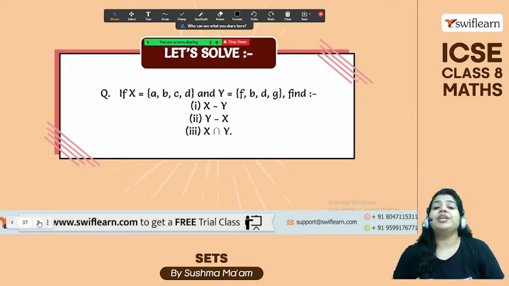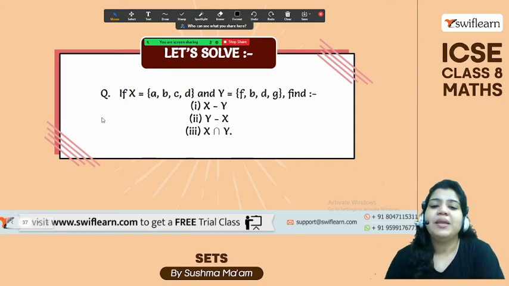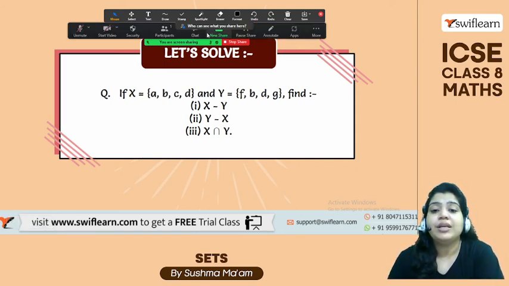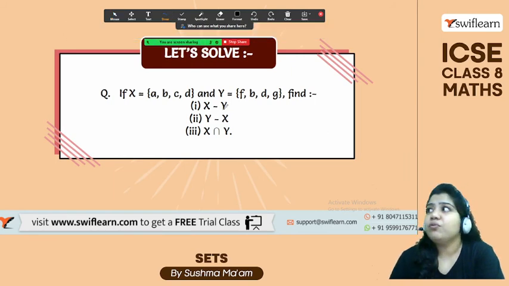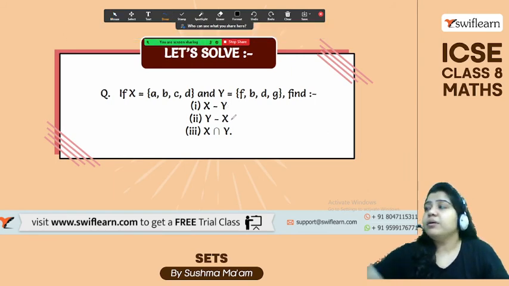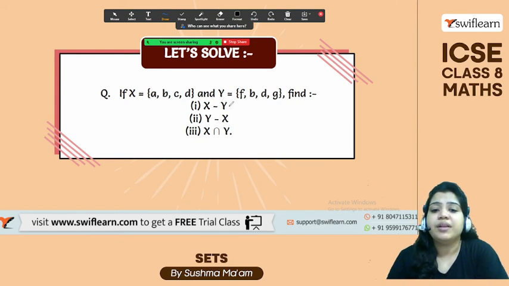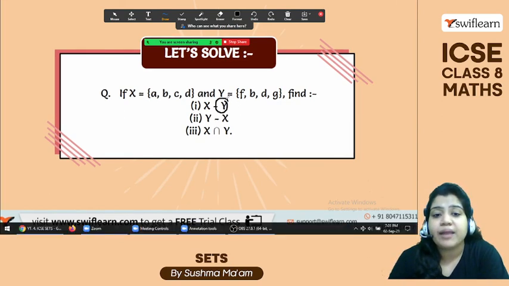One more question. If x has the elements A, B, C, D and y has F, B, D, G, find x minus y. X minus y means except y. So here what do we have in common? B and D. So leave these, and in x minus y we have only A and C.